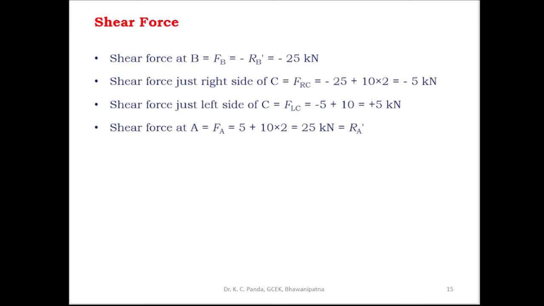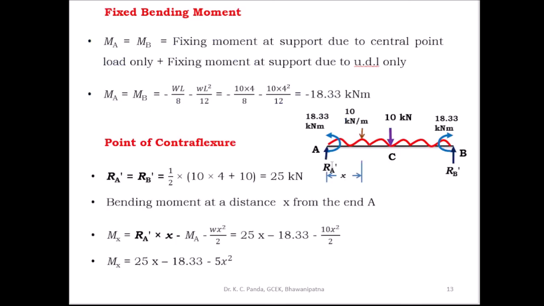Then find out the shear force. Here you have to find out what is the shear force at A, what is the shear force at C, and what is the shear force at B. So first you take the shear force at B, F_B is equal to minus R_B dash. This is the right side upward force, so you have to take it negative. So shear force at B is equal to minus R_B dash, that is equal to minus 25 kilonewton.